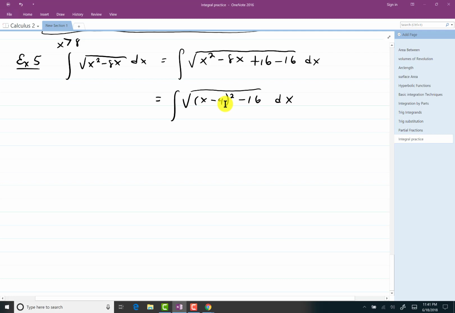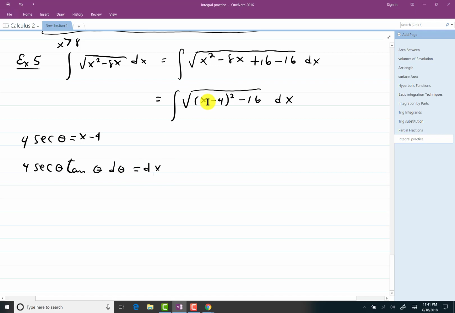So I'm thinking secant. I would let secant of theta equal x minus 4. Let me plug it in and check it. If I have a secant theta here, this becomes secant squared theta minus 16. I need a 16 in front of the secant squared theta for this to work, so let me put a 4 in front of the secant. And then take the derivative. So I get 4 secant theta tangent theta d theta equals dx.